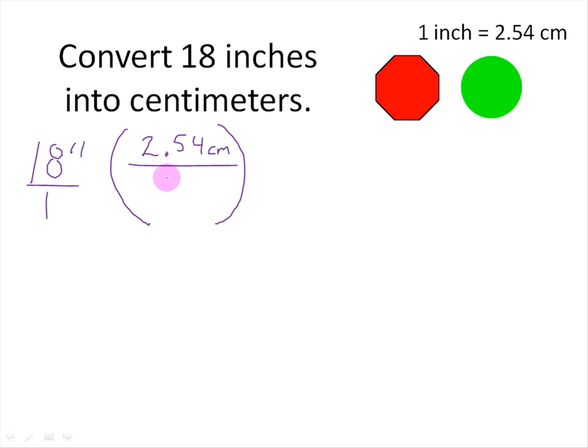all over 1 inch. Turns out we can then cancel inches in the numerator, and we can cancel inches in the denominator. And so now we have the pure number 18 times 2.54 centimeters times the pure number 1 times 1. And so that's going to equal some number over 1. And our answer is going to be in centimeters, which is what we were asked to do. So now it becomes just a straightforward multiplication. So we have 2.54 times 18.